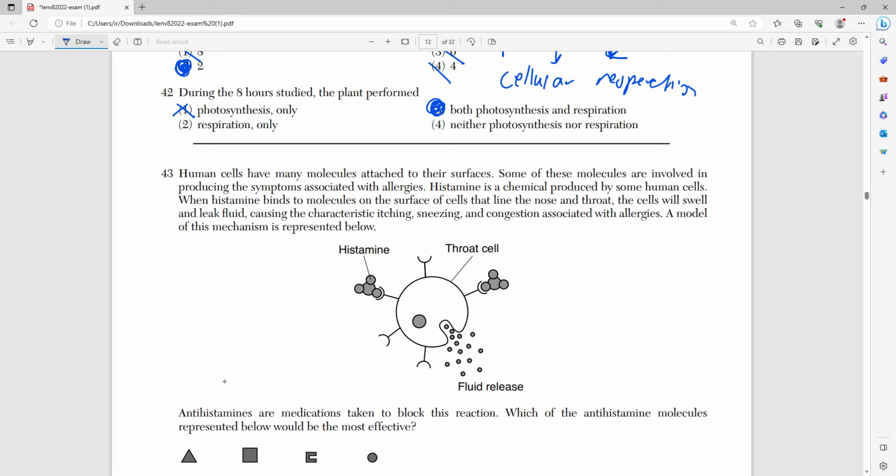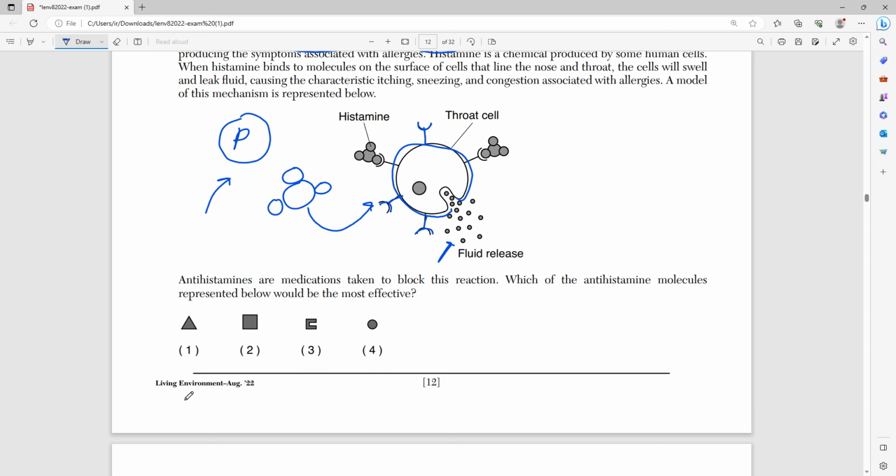So here's a throat cell, and what happens with this throat cell? It has many molecules attached to the surface. So this is one of those molecules, and what happens is histamine. Whenever we have, say, pollen in our cells, it enters our body through our nose. Some cells are going to start producing histamines, and these histamines are going to travel all throughout your body, but especially where your respiratory system is, especially where your nose is, where the most air is coming. And these histamines specifically bind to these sites on your throat cells, on your nose cells, and when they bind in, they trigger fluid release.